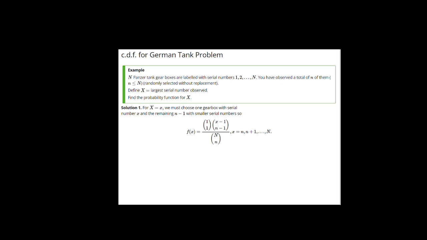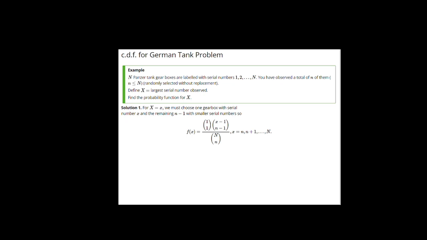This means that we have to choose the tank which has serial number x, and all of our other observations have to have serial numbers less than x. There is one way of choosing the tank with serial number x, 1 choose 1, and we can fill out the rest of our sample in x minus 1 choose n minus 1 ways. There are x minus 1 smaller serial numbers. We need to select n minus 1 of them for our sample. So that's the numerator in the probability that x equals little x.